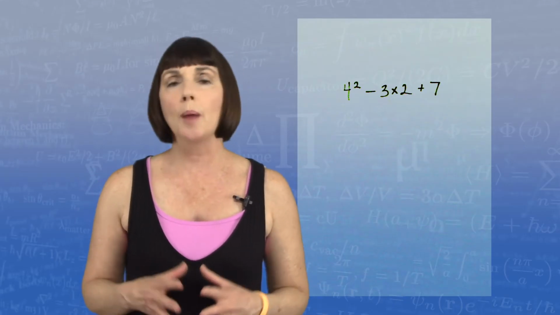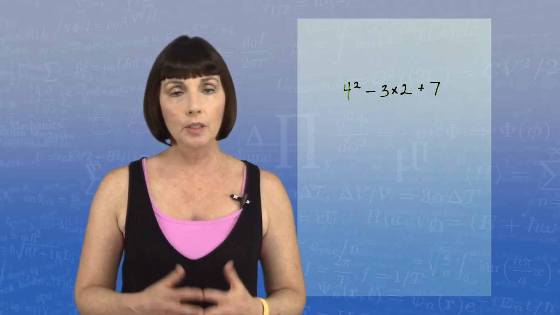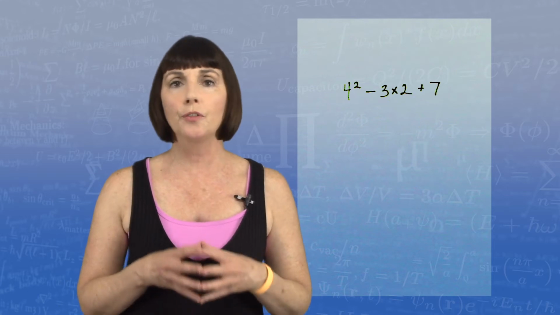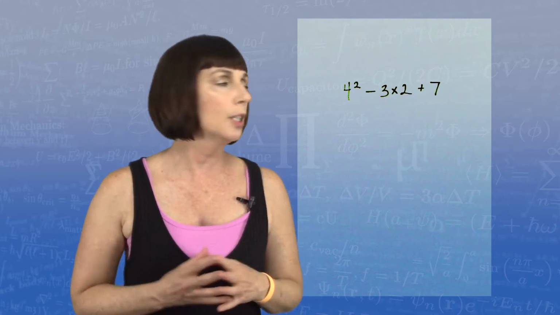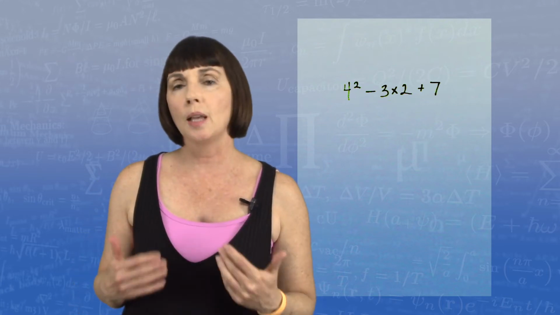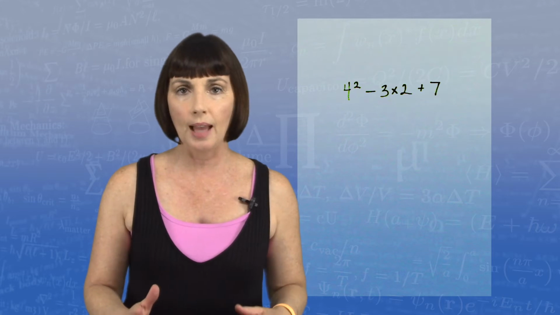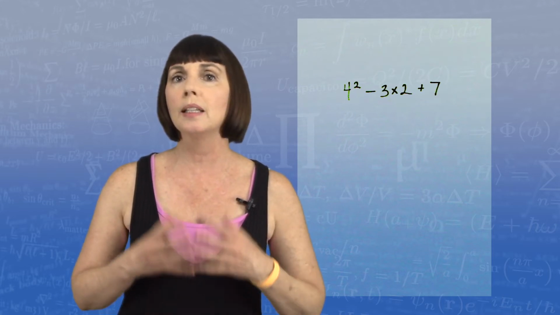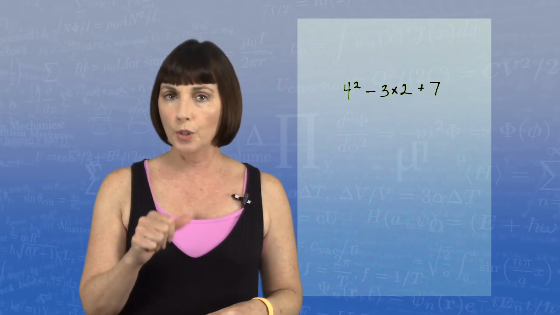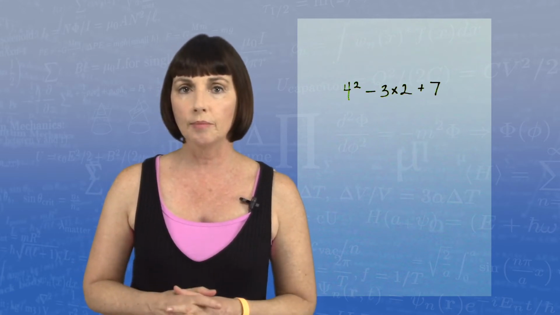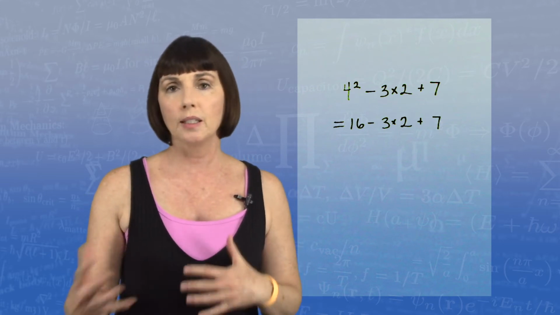So remember, order of operations says we do everything in parentheses first, then exponents, then multiplication and division from left to right, then addition and subtraction from left to right. So we started with 4 squared minus 3 times 2 plus 7. Okay, I don't have anything in parentheses, so I don't have to worry about that. So the next thing I do is exponents. So I'm going to deal with my exponent first. So the 4 squared. So 4 squared is 16. So this gives me 16 minus 3 times 2 plus 7.